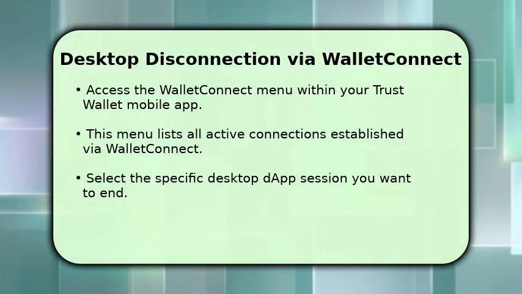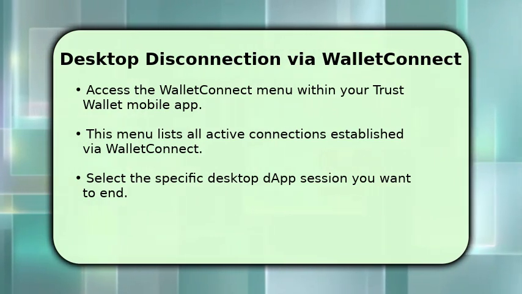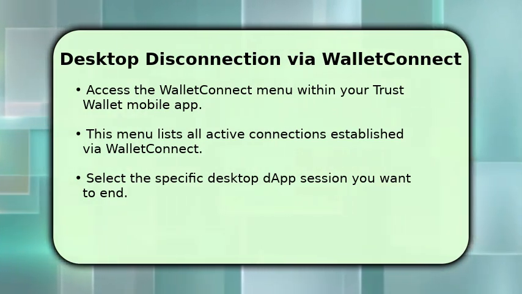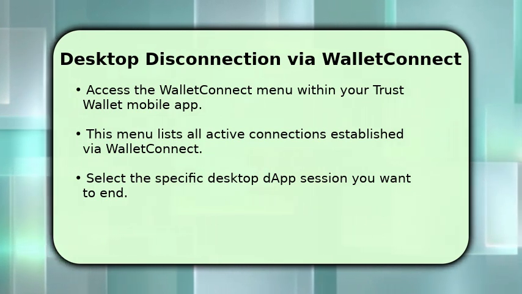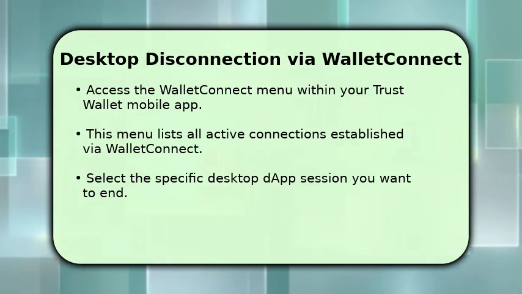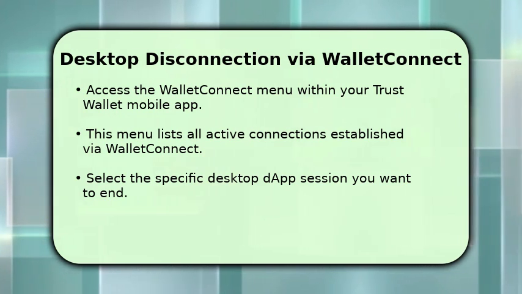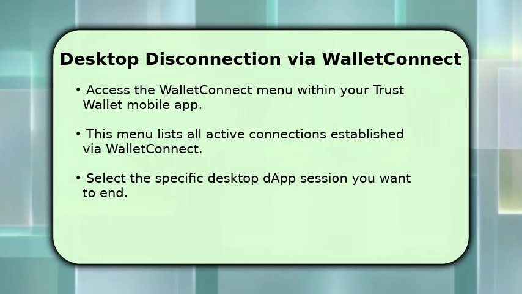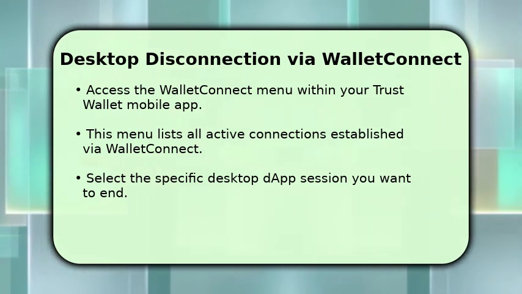When using Trust Wallet with desktop dApps, you typically connect via Wallet Connect. To disconnect, open your Trust Wallet on your mobile device. Navigate to the Settings and then Wallet Connect section. Here, you'll find a list of all active Wallet Connect sessions, including those with desktop applications. Simply tap on the session corresponding to the dApp you wish to disconnect, and then confirm your choice to end the connection.